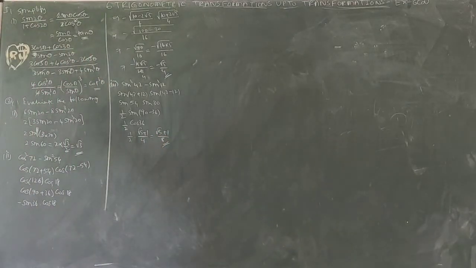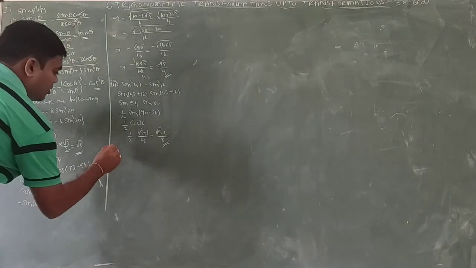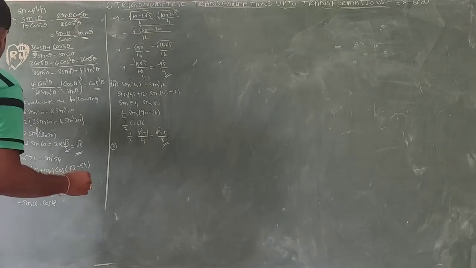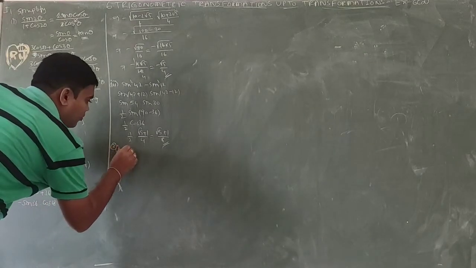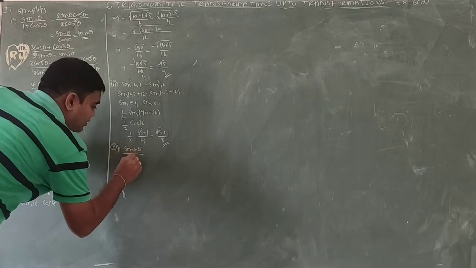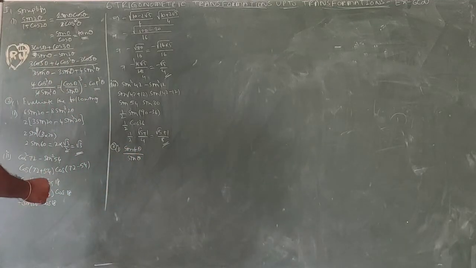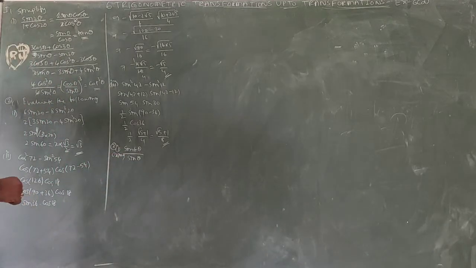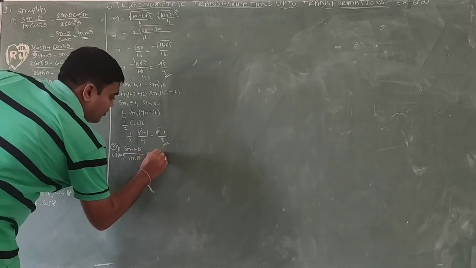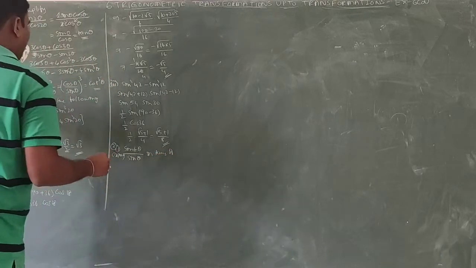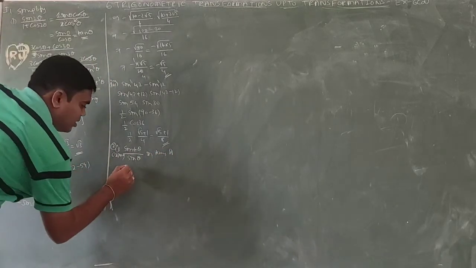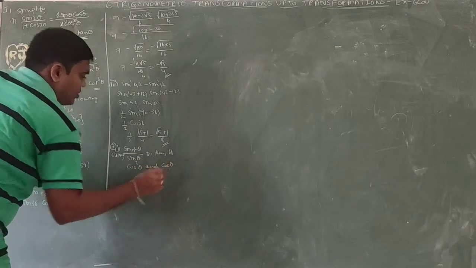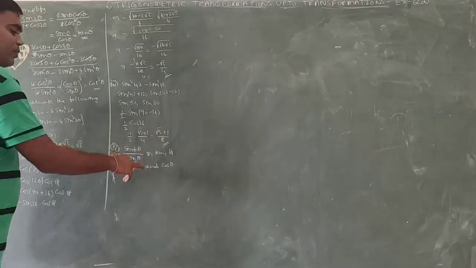Next, third question. Third one, first one: express sin 4 theta by sin theta in terms of cos cube theta and cos theta. Okay, we need to write this one in terms of cos cube theta and cos theta.